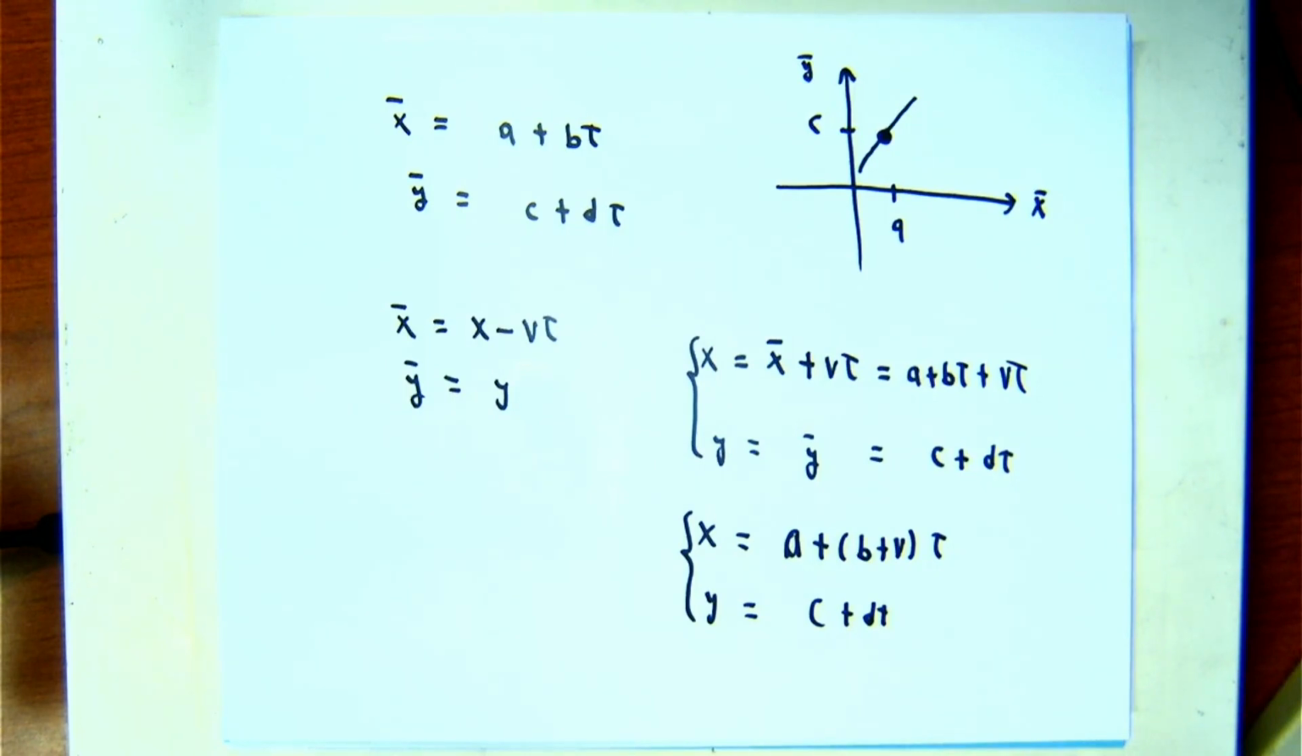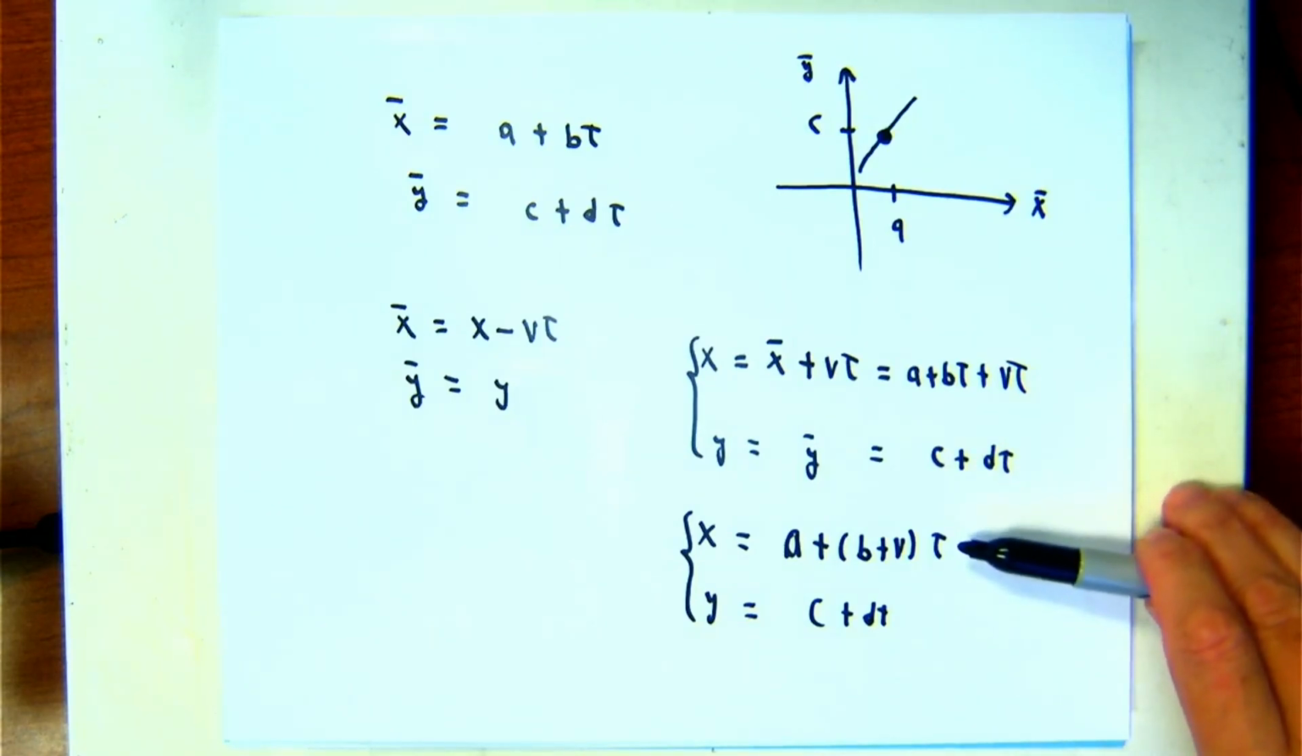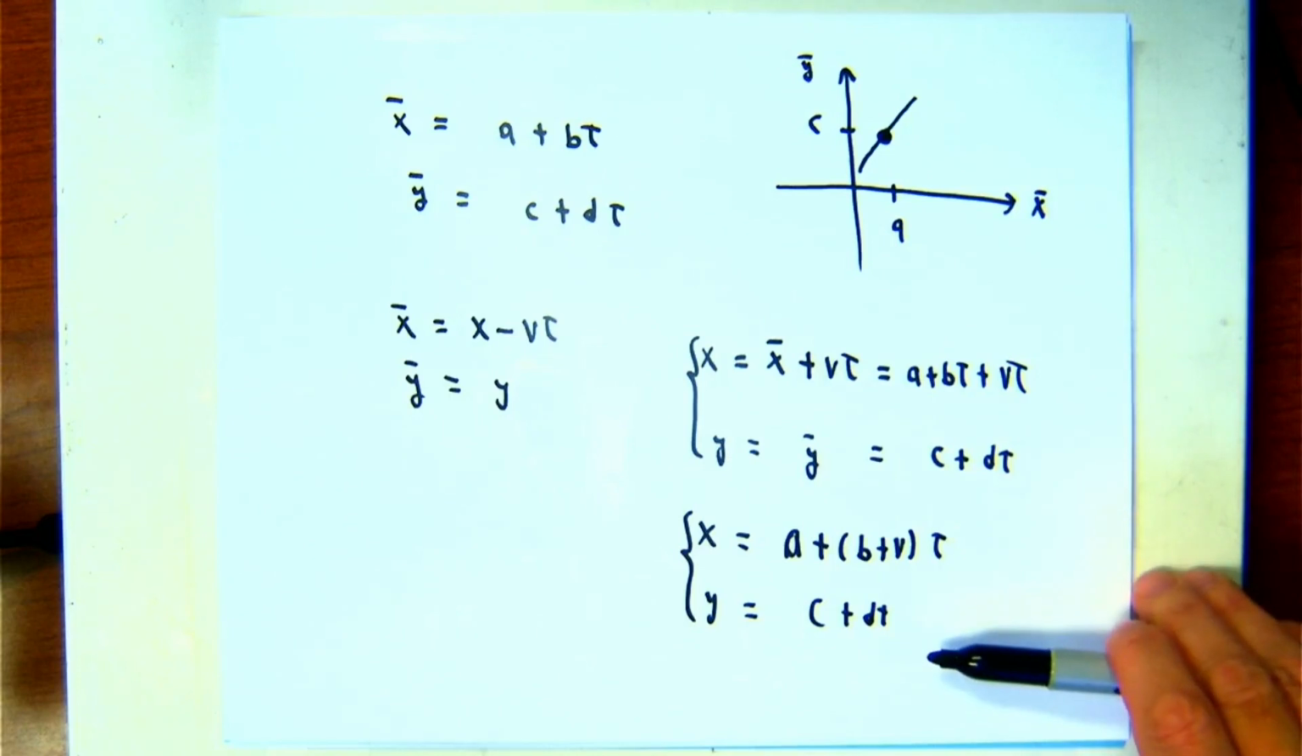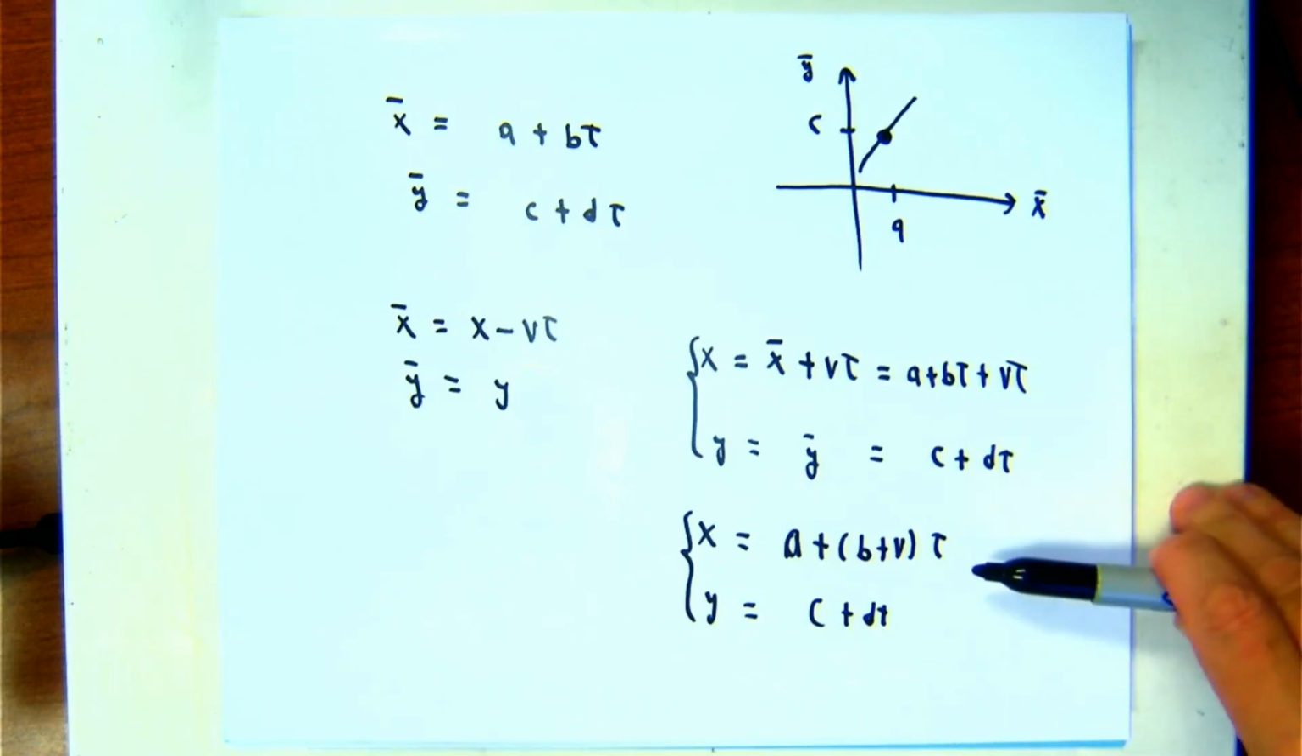If t is the absolute time, then the derivative of x with respect to t would be b plus v. The derivative of y with respect to t would be d. The y component of the velocity is the same as in the barred system, but the x component isn't. The barred system is moving to the right at speed v relative to the unbarred system. In the barred system, x bar was increasing at a rate of b, so it makes sense that the derivative should be b plus v.